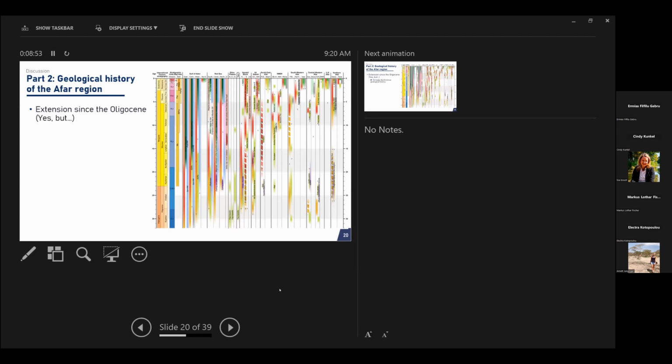Don't read the whole text, it's too long, it's boring, but it's all in this figure that you cannot read here. But we try to represent graphically all the events. And what you can see already on this graph is that it's strongly diachronous. So things are not happening at the same time everywhere in the Afar depression.